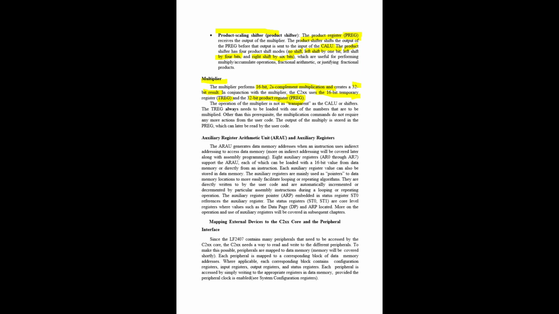This is the auxiliary register arithmetic unit, which is available in the architecture of this TMS IC. Also, the various auxiliary registers, AR0 to AR7, were already told to you. These are all going to be used for memory addressing, used in indirect addressing for accessing the data.